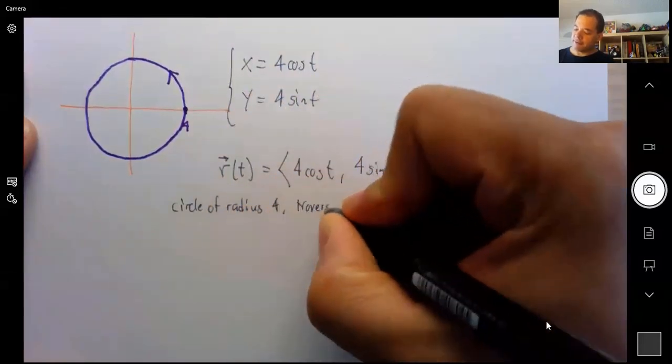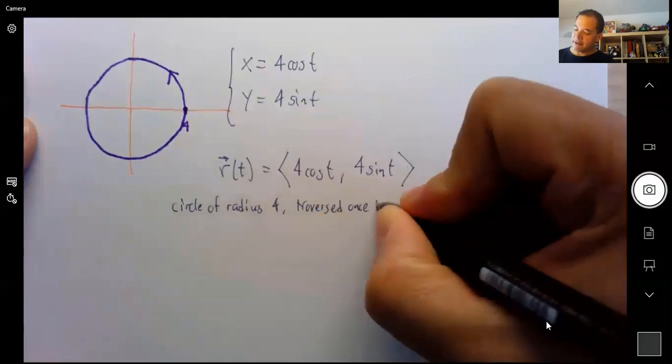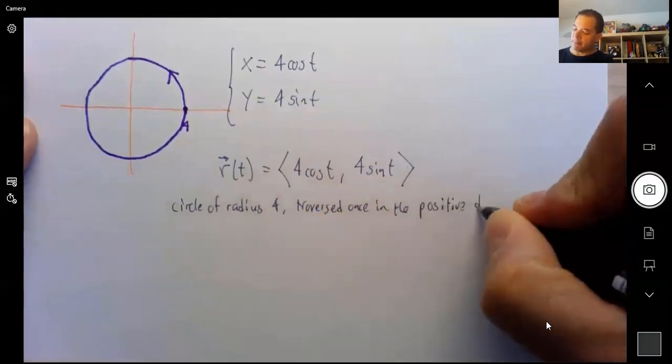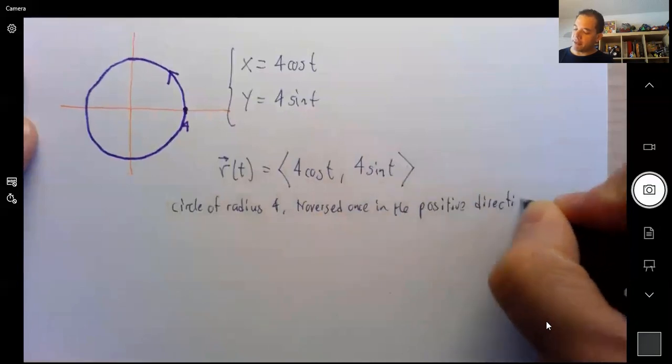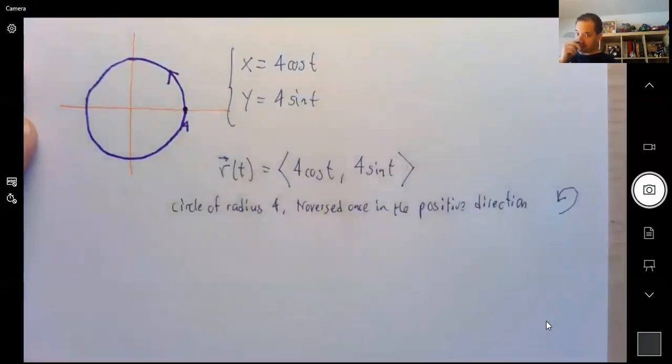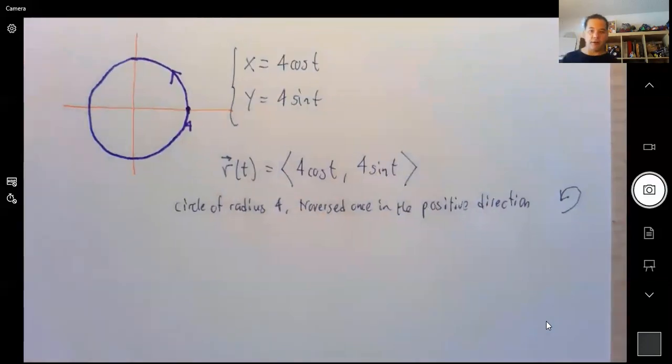And this represents a circle of radius 4 traversed once in the positive direction. Now, by positive direction, I mean counterclockwise. So this is always going to be the positive direction for circles, right? Counterclockwise.